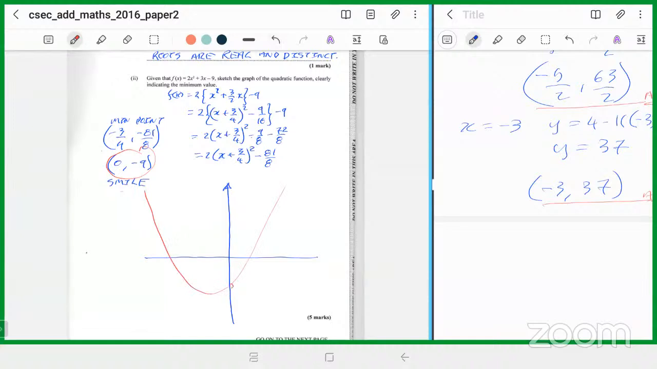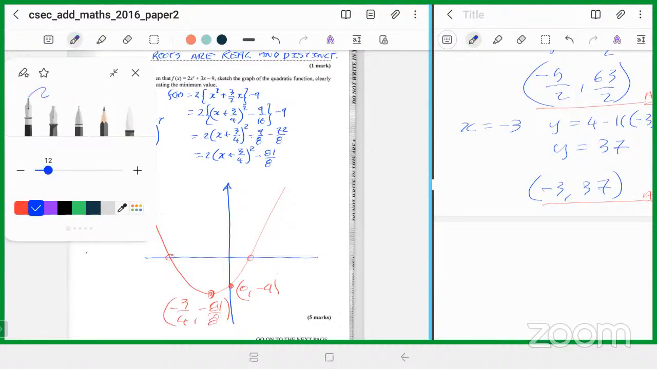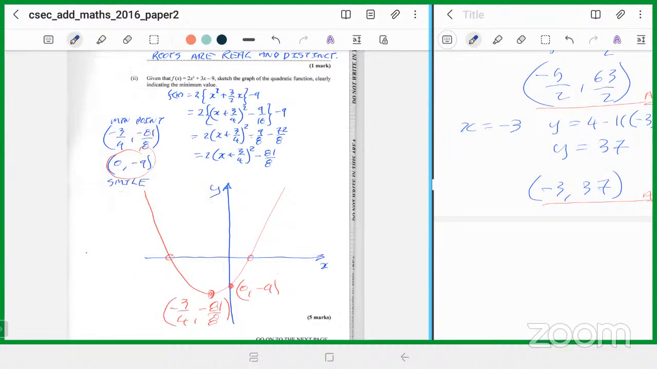And I'm going to label it. This is going to be (0, -9). This minimum point is going to be (-3/4, -81/8). Right? And this is a sketch of the function. This is the y-axis, this is the x-axis. This is a sketch of f(x). Done.